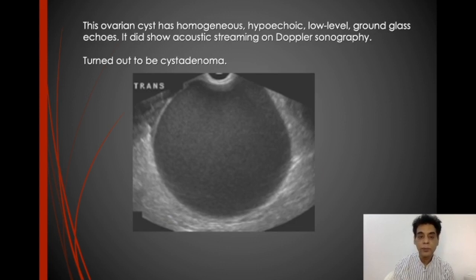Now, just go on to this picture and you could see this is a cystic mass with homogeneous internal echoes. At first look, it may suggest that this is endometrioma, but it turned out to be cystadenoma, and in case you can scan and appreciate the acoustic streaming, the diagnosis is very clear.